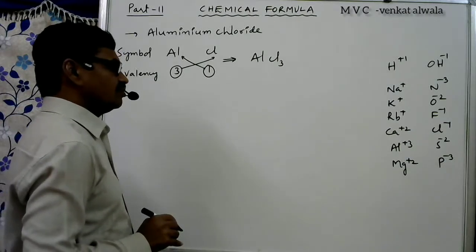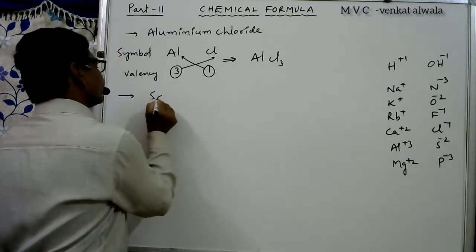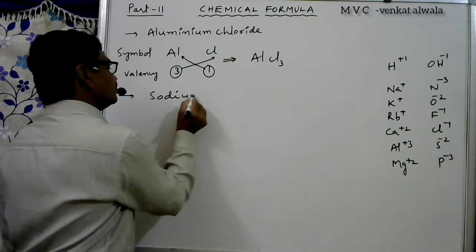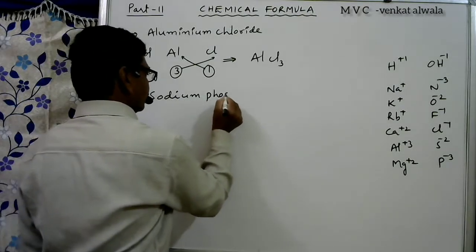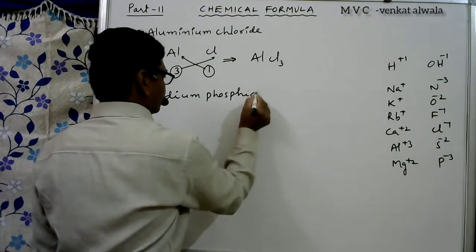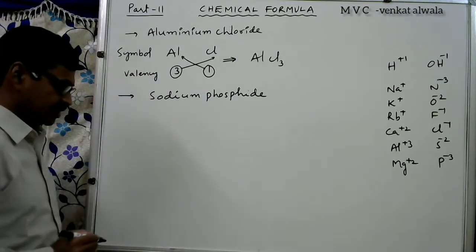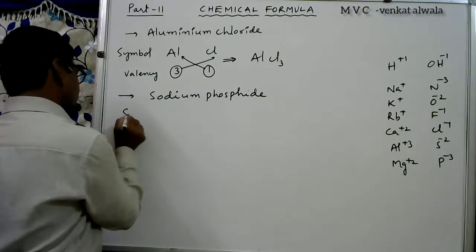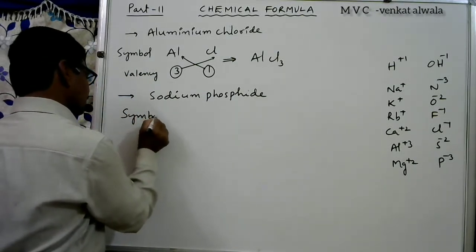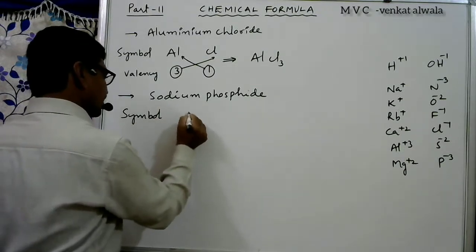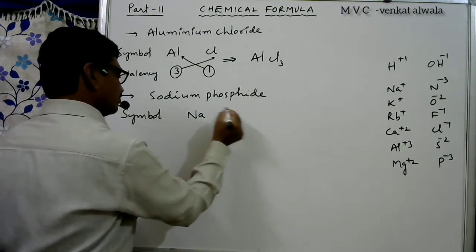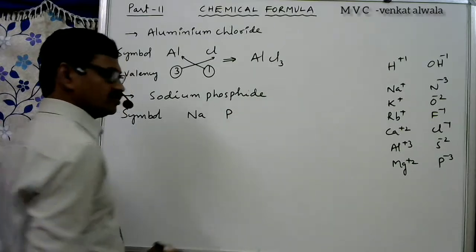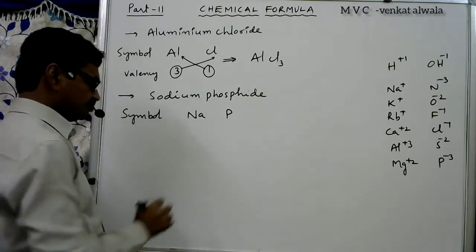Sodium phosphide will take. Sodium phosphide. So what are the symbols? Symbol for sodium is Na. Phosphide means the ide ending is there, so it is an isolated atom.